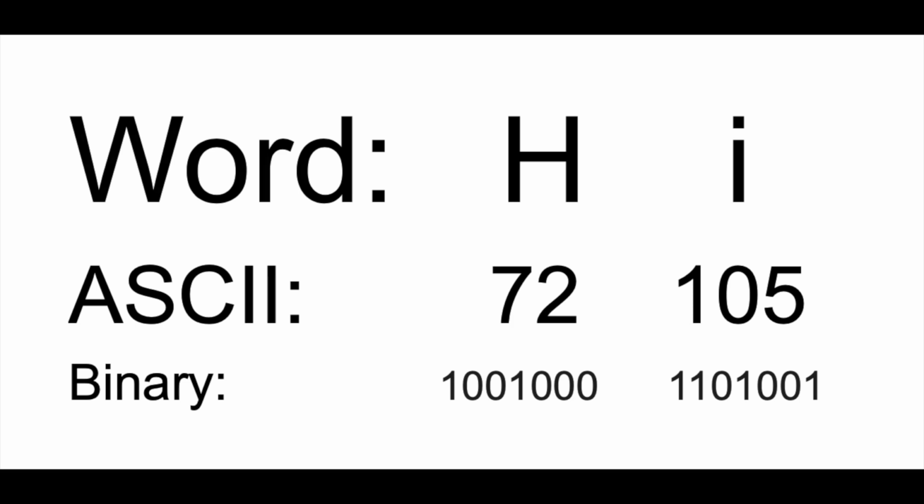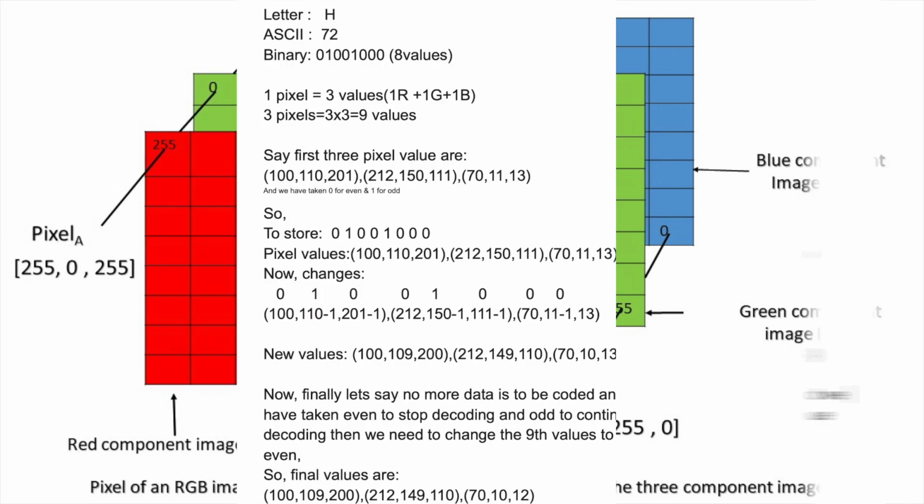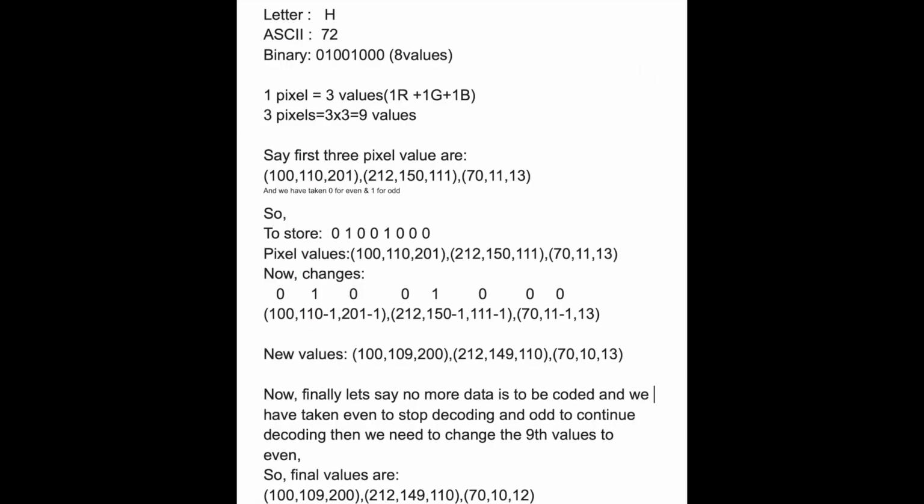Let's find out how. Images are made up of pixels. Pixels consist of three components: the red component, the green component, and the blue component. We're using these RGB values to store data in the image. So basically, we are taking 0 for even and 1 for odd.